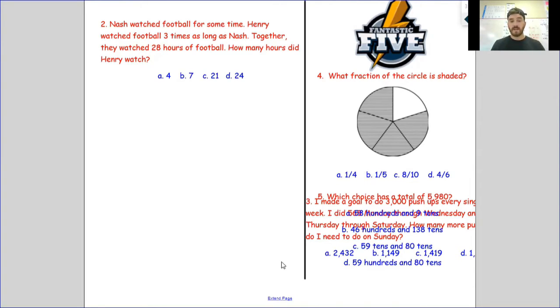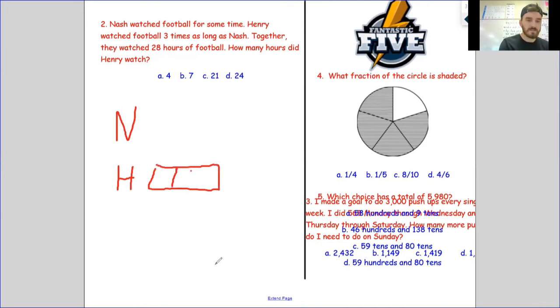So since I am doing a multiplicative comparison, I'll go ahead and pull Nash out. I'll go ahead and pull Henry out. And we'll start by just drawing our picture. Henry watched football 3 times as long as Nash, meaning Henry gets 3 boxes and Nash gets 1.